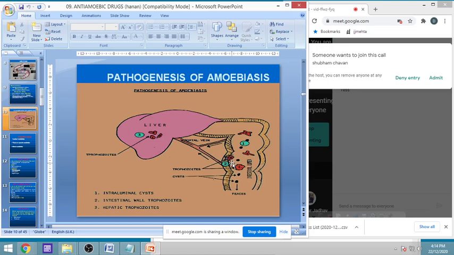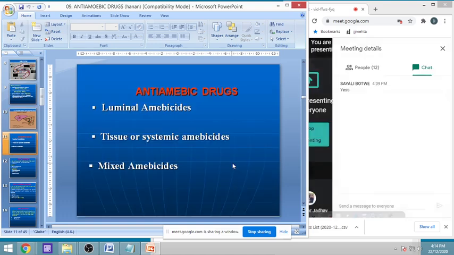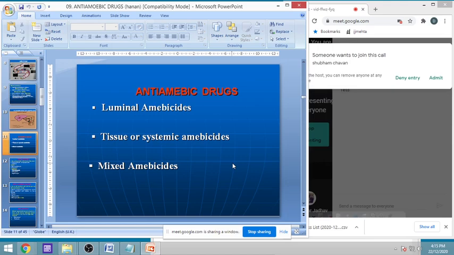When it reaches the liver, it can become more complicated, because you need drugs which can penetrate the liver and be active against it. In the colon, even drugs which are not absorbed, those which reach the GIT, can be useful. So we can have this classification: luminal, which act in the lumen of the intestine, we'll call luminal amoebicides. Tissue or systemic are those which can penetrate into tissues, and those which penetrate into tissue can also get absorbed and go into the blood; that will be systemic amoebicides. And mixed, which can be both luminal as well as systemic amoebicides. So we can have both accordingly.